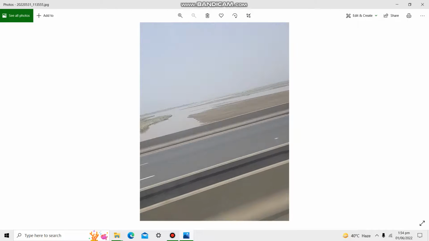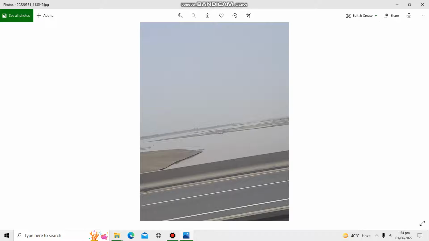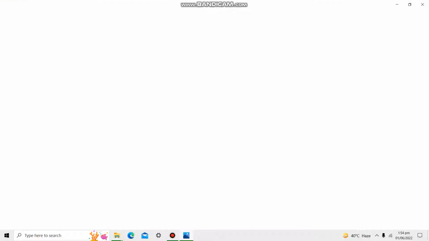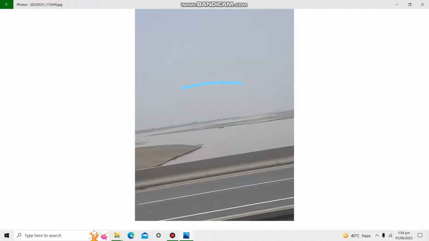And here you can clearly see another photograph, and here the third photograph. So this is the current situation of Jhelum River. So this is Jhelum River, which is suffering from acute water crisis.